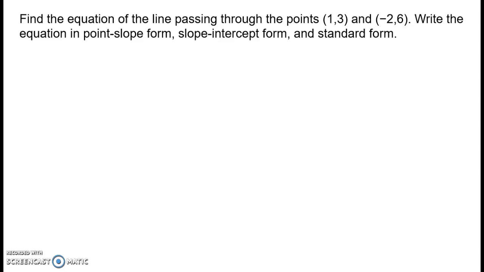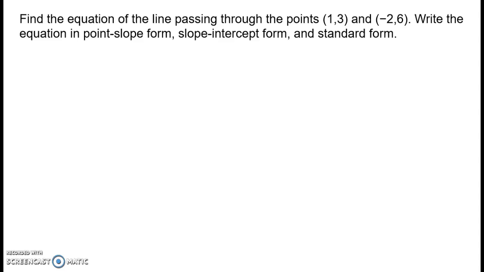Hi everyone, I noticed this week that there was some trouble with writing things in standard form, so I'm going to go over one of the questions that involves standard form. For right now, I am doing problem number 8 from the homework. It says, find the equation of the line passing through these points, (1, 3) and (-2, 6). Okay, and we're going to go through them in order.